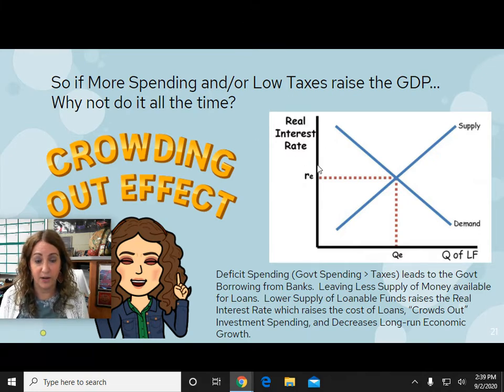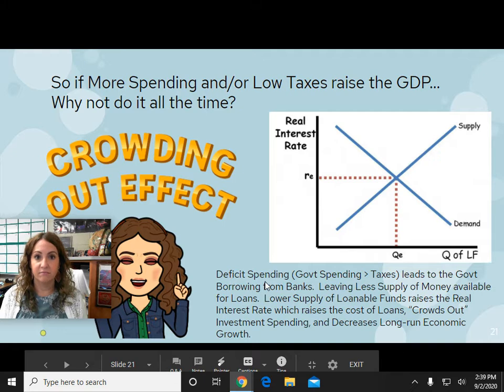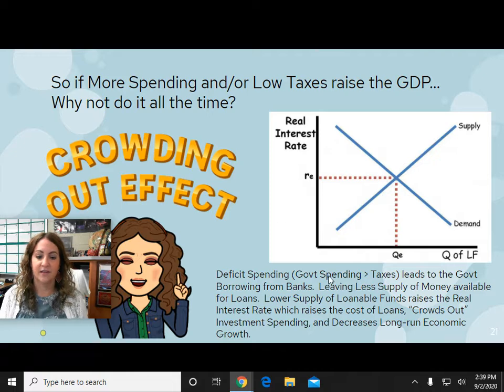So the real interest rate is basically the price of those loans. We usually have price level on the y-axis, and here the price of a loan is the real interest rate. Then you have the quantity of loanable funds, which just means the quantity of money in the bank. Supply, demand, the equilibrium interest rate and the equilibrium quantity. If the government raises spending or cuts taxes, it creates a deficit, which is when government spending is greater than taxes, either because spending went up or because taxes went down. If they did both, it would drive us into a deficit that much further.